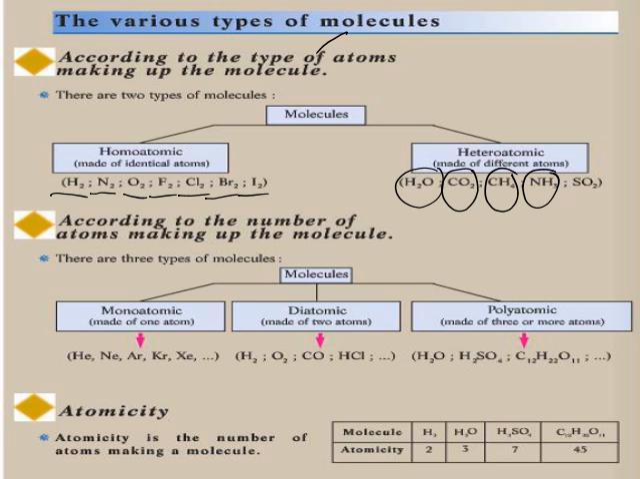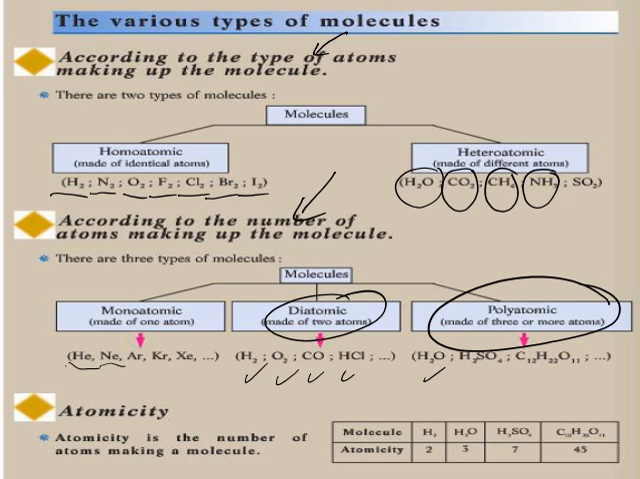According to the number of atoms making up the molecule, there are three types of molecule. First, according to the type of atoms. Here, according to the number, we have mono, di, and poly. Monoatomic is composed of only one atom. Examples: helium, neon, argon. While diatomic is composed of two atoms: H2, O2, CO, HCl. Polyatomic is made up of three or more atoms: H2O, H2SO4. These are examples of polyatomic.